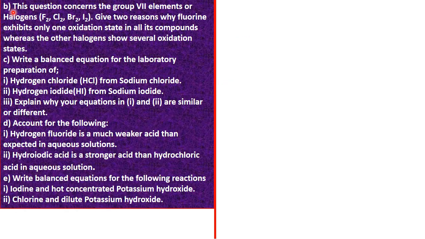Okay, the second but not the last says that this question concerns the group 7 elements or halogens. Here are their representations. Give two reasons why fluorine exhibits only one oxidation state in all its compounds, whereas the other halogens show several oxidation states.